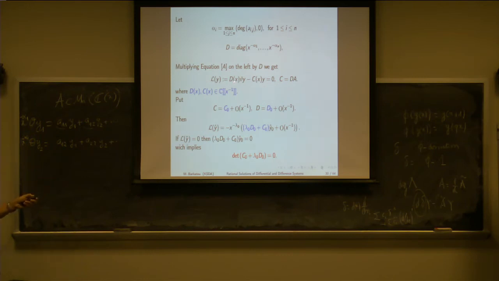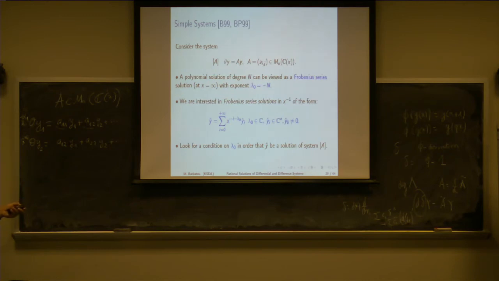So now my system can be written in this form: D of x theta minus C of x, applied to y. And what I gained here is that now D of x and C of x are, of course, n times n matrices whose entries are Taylor series in 1 over x. So if you put x equal to infinity, you get a C0 and D0 here.